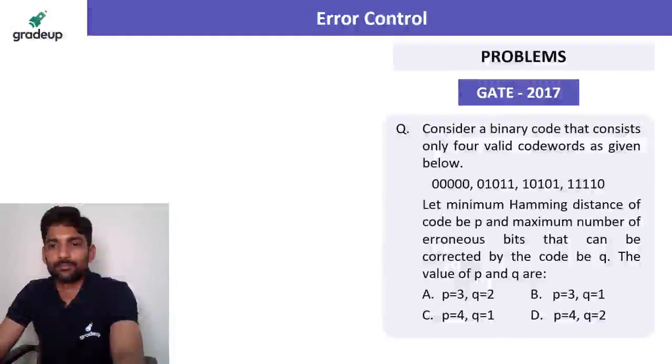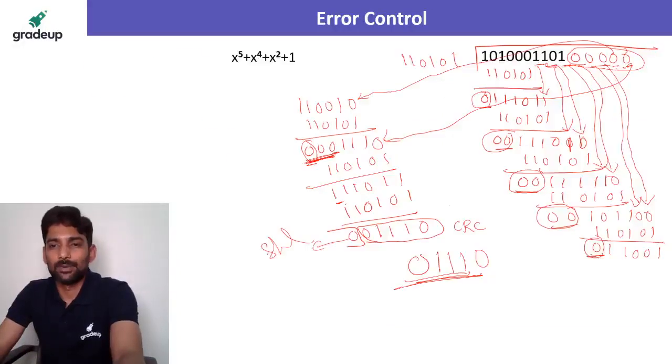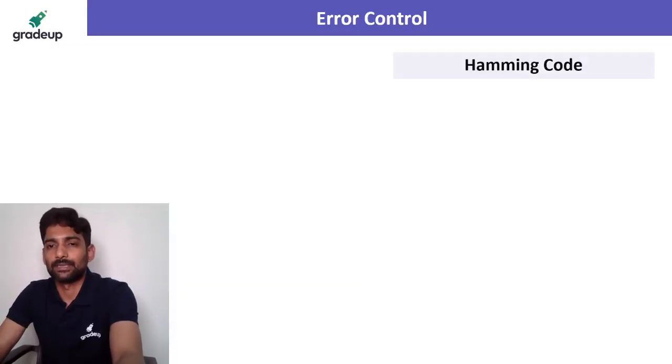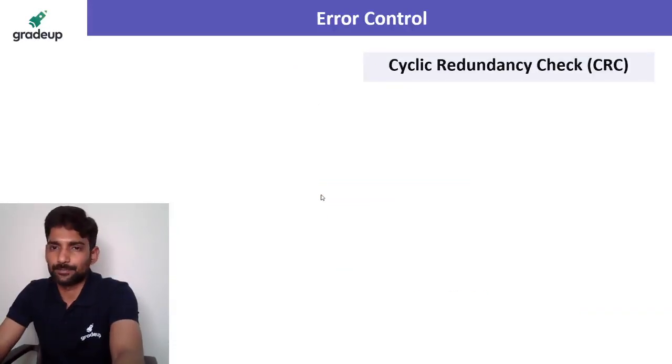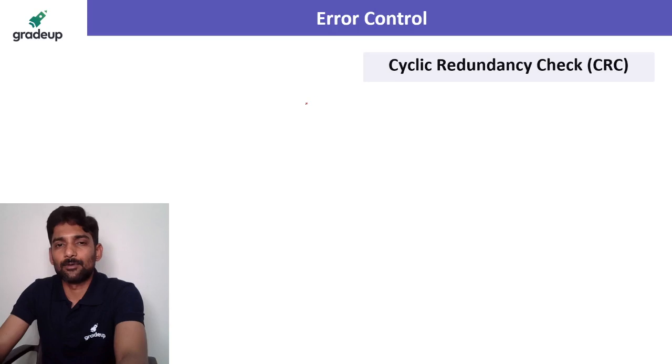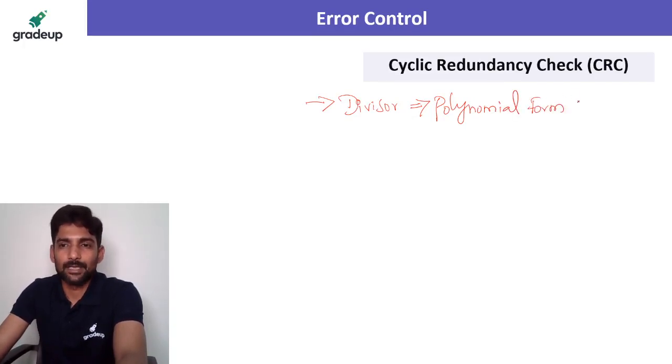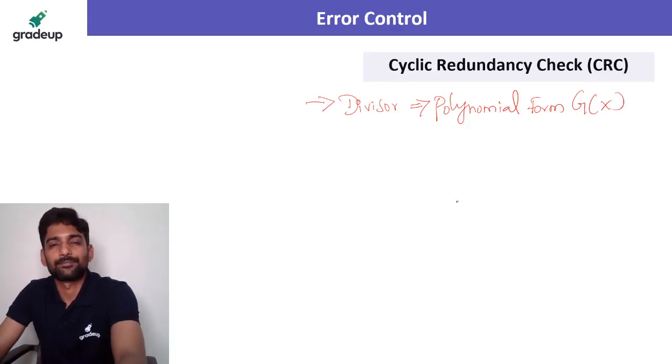So the other questions are from Hamming code, so we will see that before. Yeah. So the cyclic redundancy check procedure is this. And guys, in this CRC, what is the important point? The divisor is represented in polynomial form, in powers of x. Let this be a function g of x.